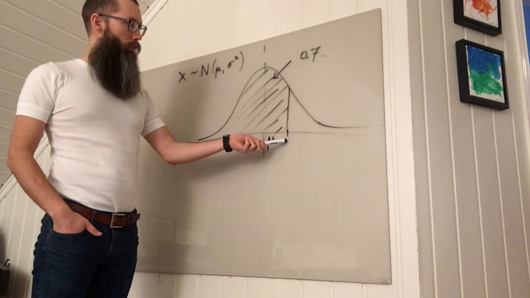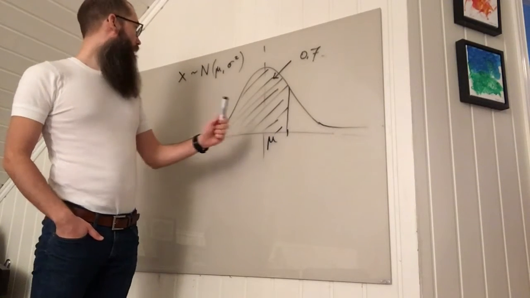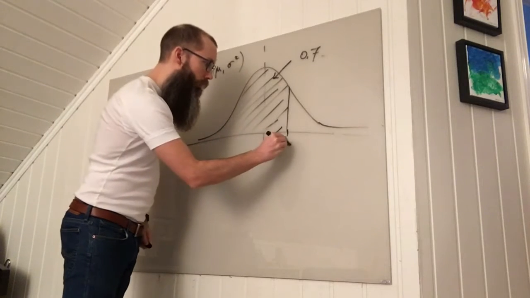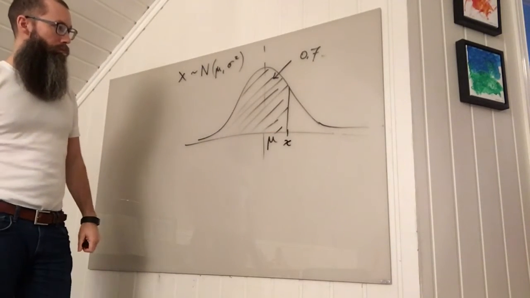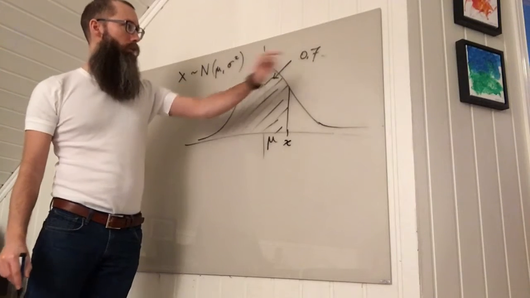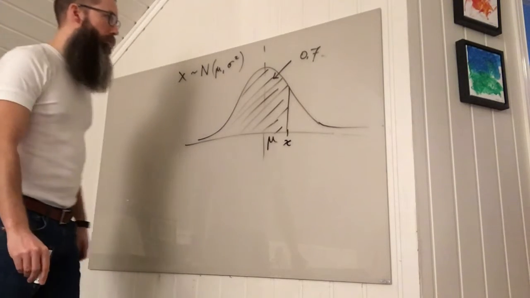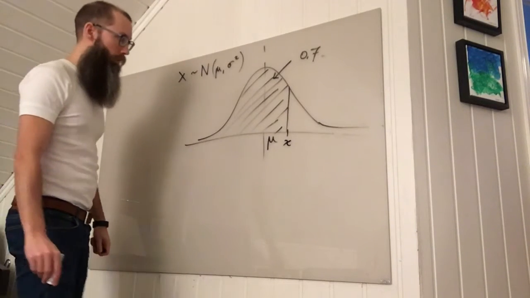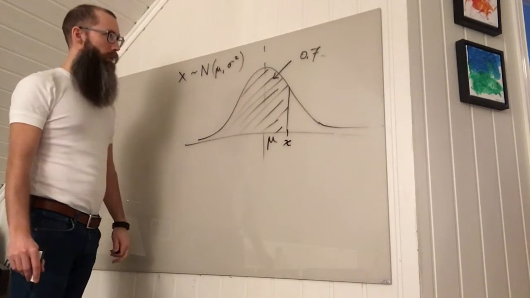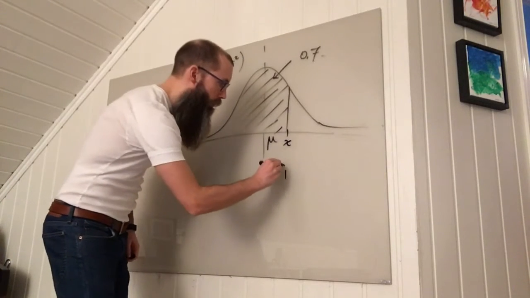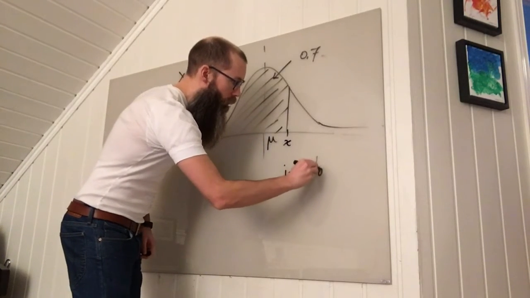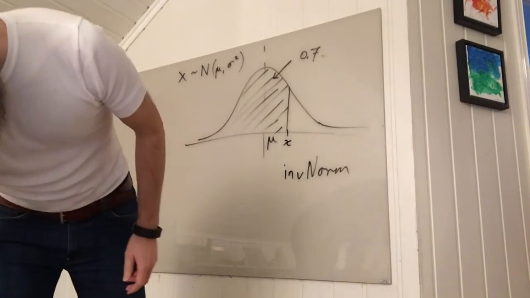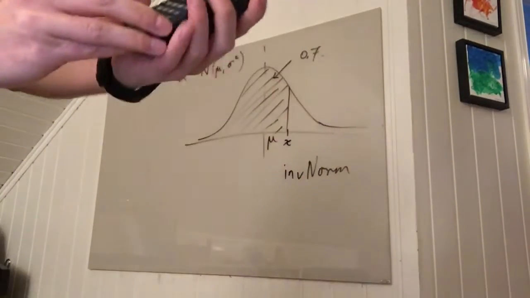So that the cumulative probability of x being less than or equal to this x is exactly 0.7. And we have a command on the calculator which gives this x value, and it's the inv norm command under the distribution menu. So I'll show you how to use it.